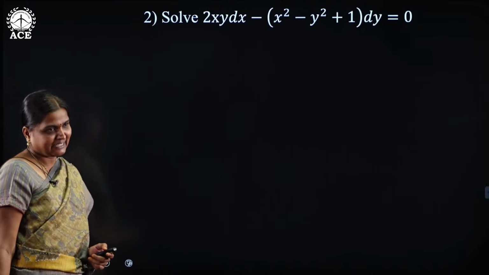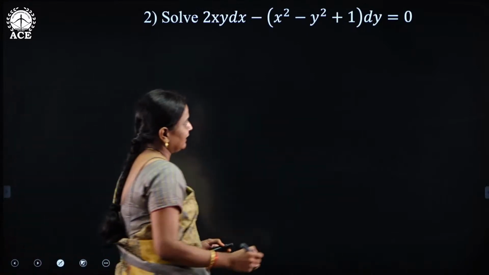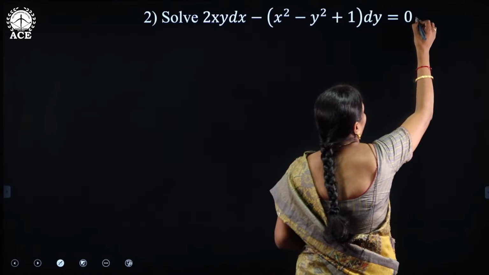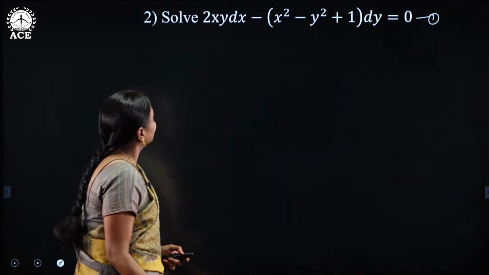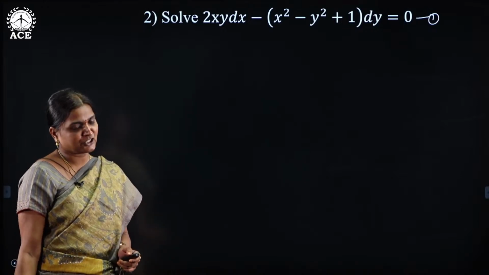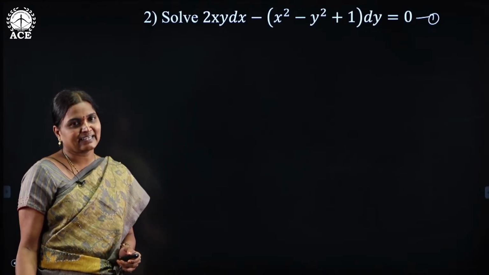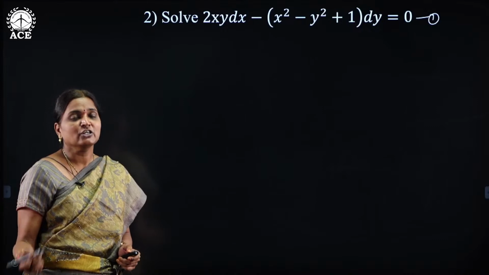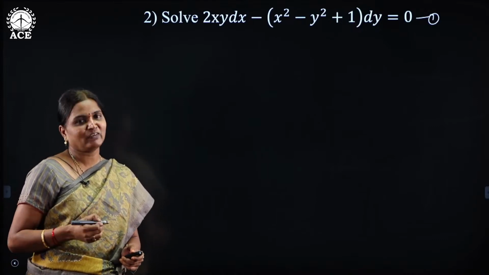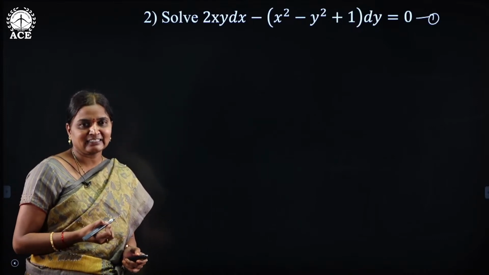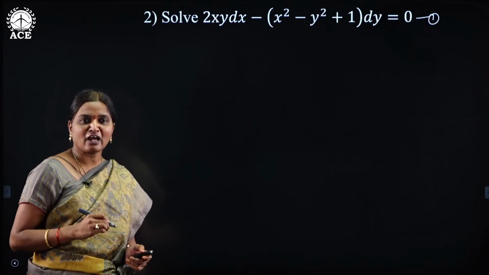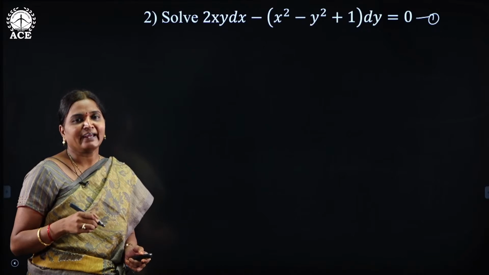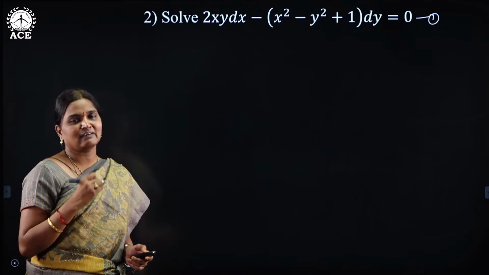Coming to the second question. First consider it as equation 1. In an examination they simply give "solve the differential equation." We don't know whether it is exact or non-exact. So first check the condition for exactness. If it is exact, we can directly write the general solution using the known formula. If it is a non-exact differential equation, find the integrating factor using the several methods.